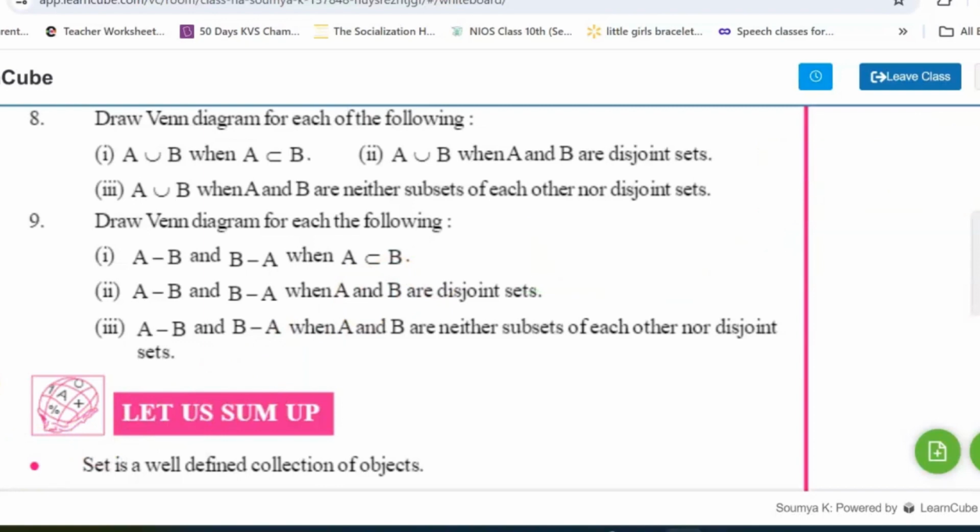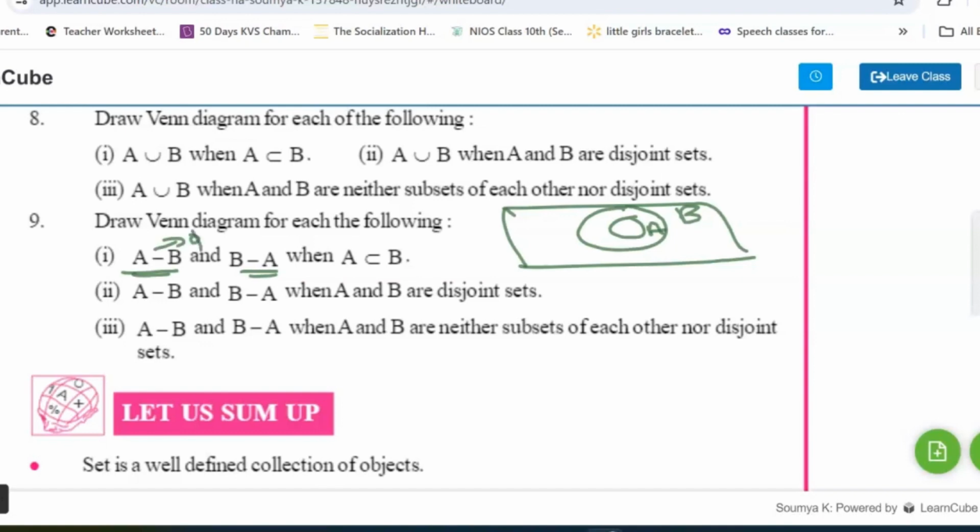Draw Venn diagram for the following: A minus B and B minus A, when A is a subset of B. So the diagram of subset of A and B looks like this: B here and A here. So in this case, A minus B is not possible, that is the empty set. B minus A would be B, and subtract this A from here. So this shaded portion will be the answer. Don't include this A set, this is A. So the shaded portion is the answer for B minus A.